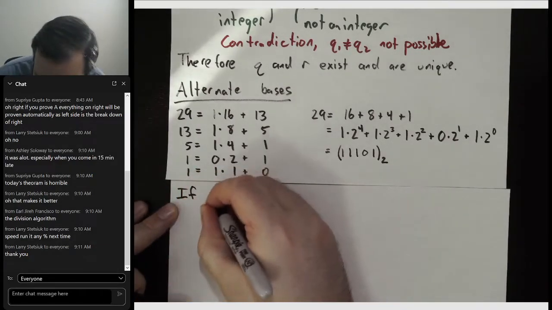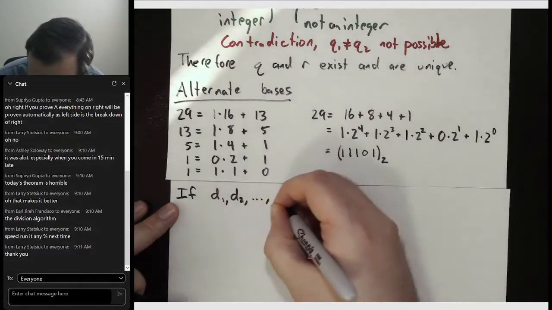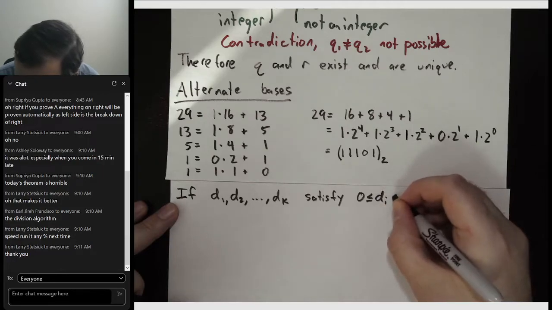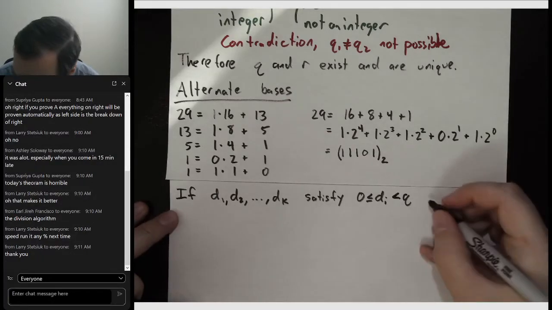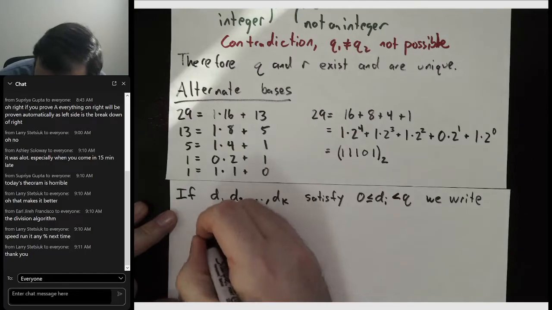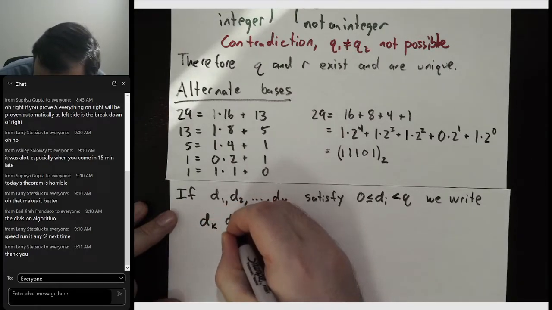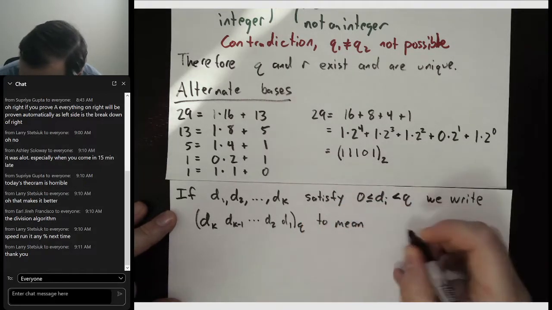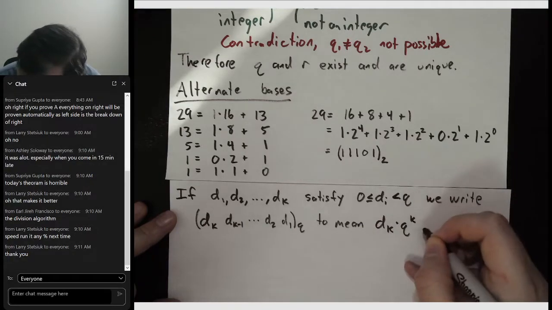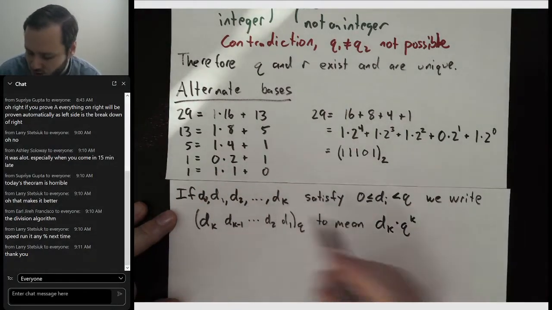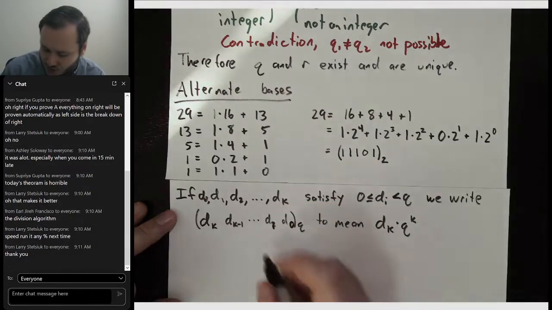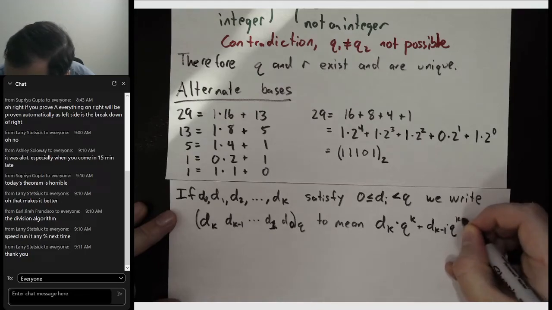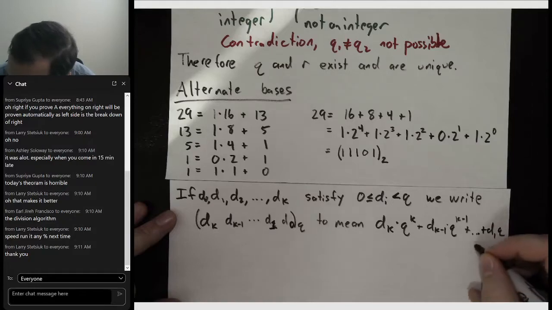If d1, d2, all the way up to dk satisfy 0 is less than or equal to d sub i is less than q, we write dk, dk minus 1, all the way down to d1, d0, base q to mean dk times q to the k plus dk minus 1 times q to the k minus 1 plus all the way down to d1 times q plus d0. I guess I really want a d0.